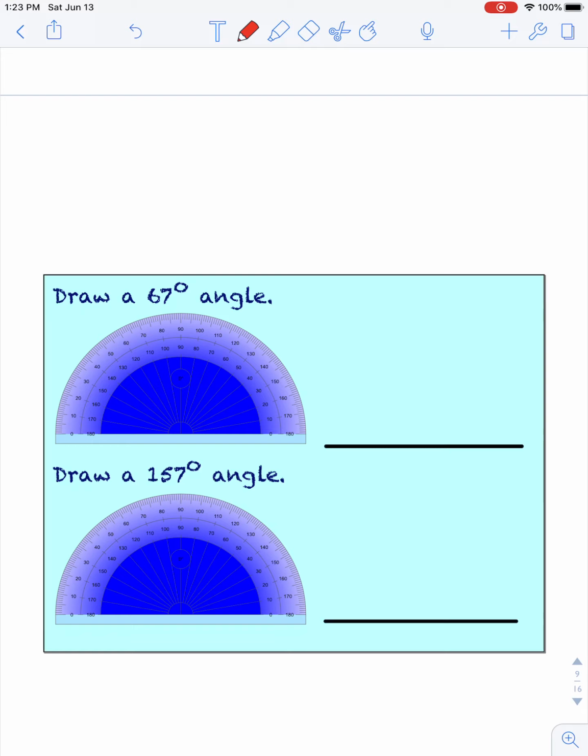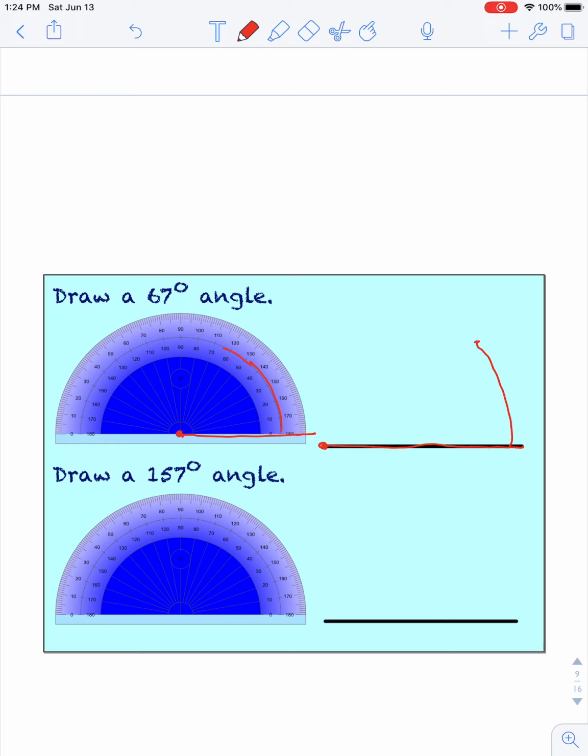So now let's do the opposite. Let's draw an angle. What we need to do is again line up the center of the protractor right here at the vertex of the angle. Make sure that this part of the protractor is right on this straight line. So you always start with a straight line with your ruler. Then you are going to follow this up on your protractor once you slide it over until you get to 67 degrees.